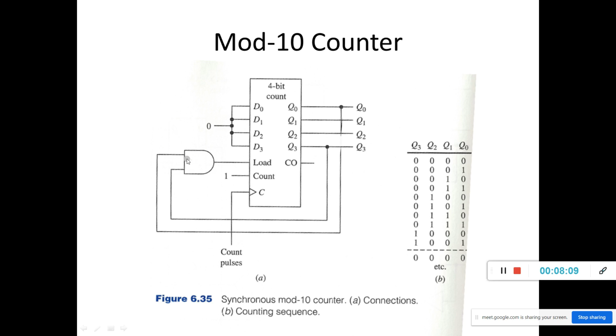How will it roll back? With the help of the AND gate. Q3 and Q0 are connected. If both are 1, the output of the AND gate is 1, and it is given to the load signal. Load signal has higher priority than the count signal. So load signal becomes 1, then on the positive occurrence of the clock, it will be loaded with 0. Again on the next positive occurrence of the clock, it will be loaded with state 1, state 2, like that up to state 9. So this is about the mod 10 counter.